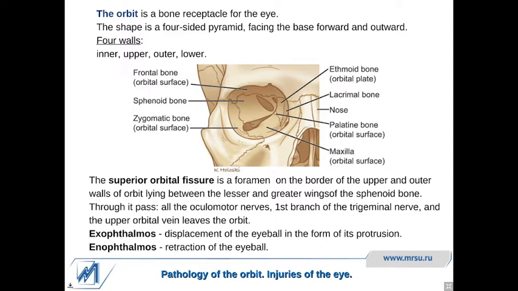The superior orbital fissure is one of the main structures of the orbit. It is a foramen on the border of the upper and outer walls of the orbit, lying between the lesser and greater wings of the sphenoid bone.